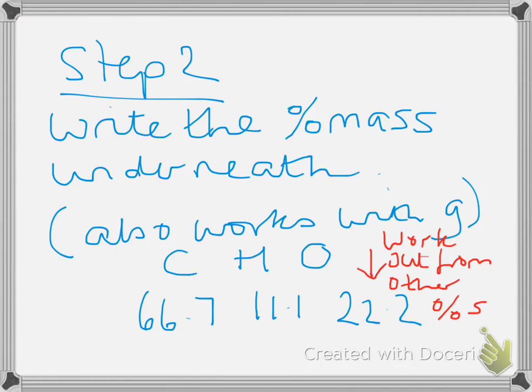Step 2, write the percentage mass underneath. Also works if you put it as grams, so you can write the grams in underneath. So for this example, we've got C at 66.7, H at 11.1, and O you can work out by 100 minus 66.7 minus 11.1, so the remainder must be 22.2.